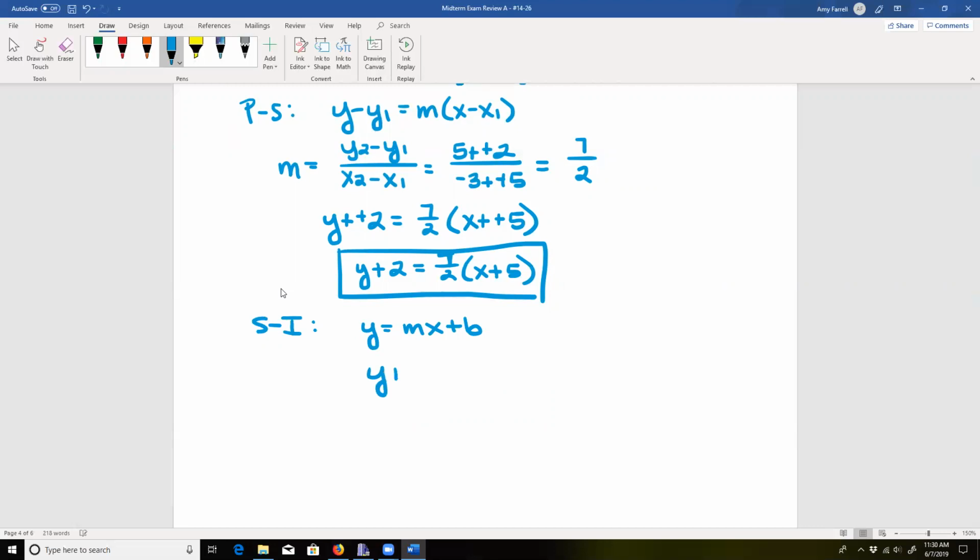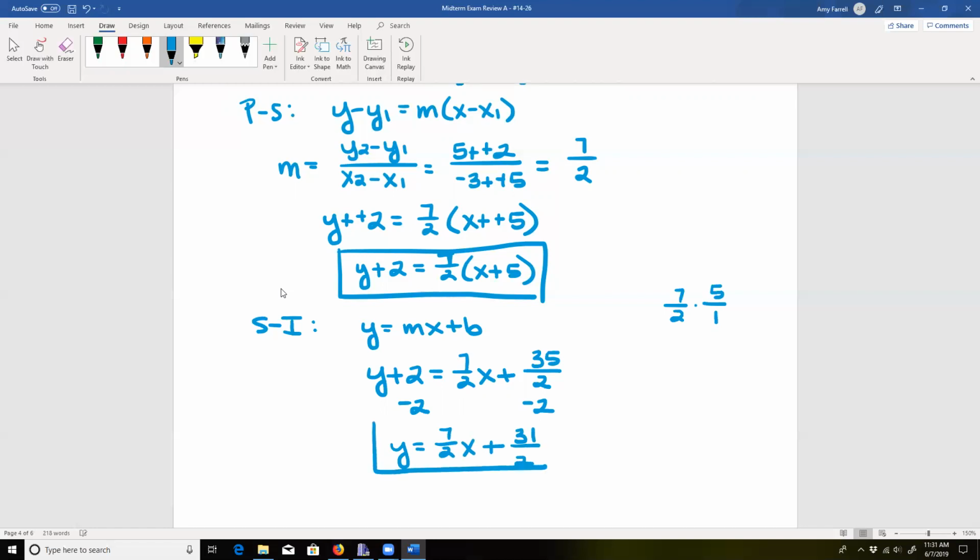So I'm going to first distribute the 7/2. And when I take 7/2 times 5, I just made it 5/1. Hopefully you can see where I'm getting 35/2. 7 times 5 is 35, 2 times 1 is 2. And then I would subtract the 2. So y equals 7/2x plus 31/2.